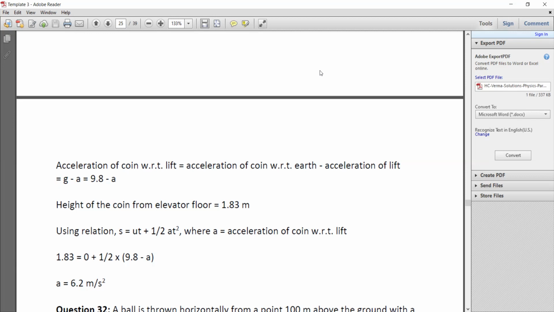Height of the coin from elevator floor = 1.83 meters. Using the relation S = ut + 1/2 at squared, where a is the acceleration of the coin with respect to the lift, gives 1.83 = 0 + 1/2 × (9.8 - a) × 1. So a = 6.2 meters per second squared.